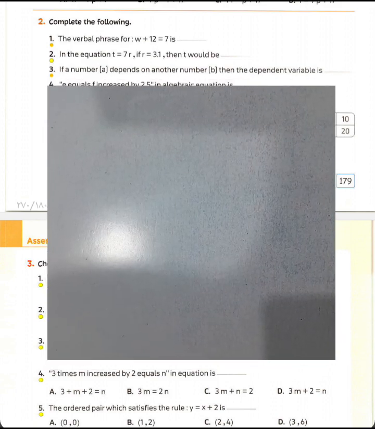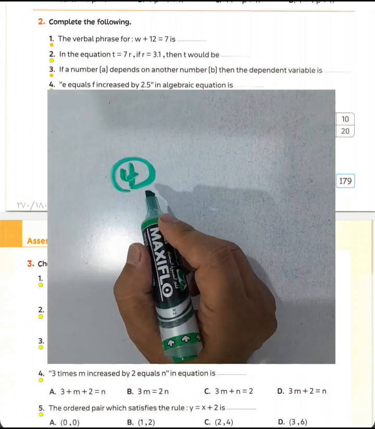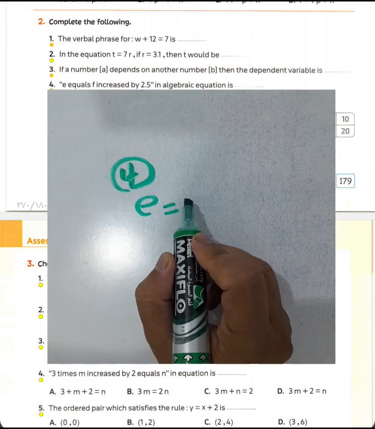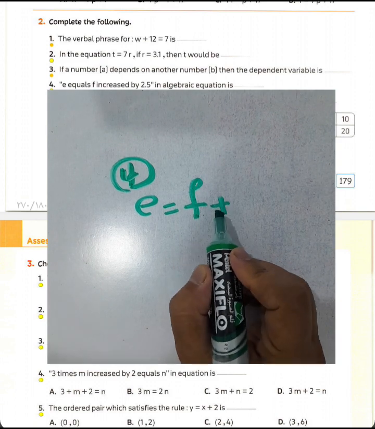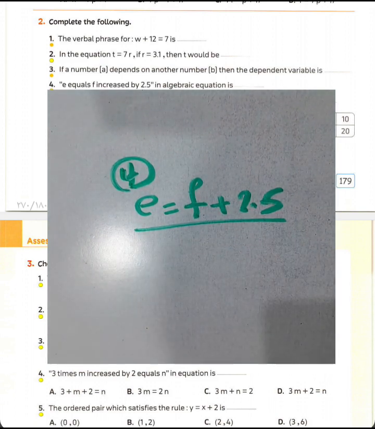Question number 4. E equals F increased, it's meaning plus, increased by 2.5. E equals F plus 2.5.